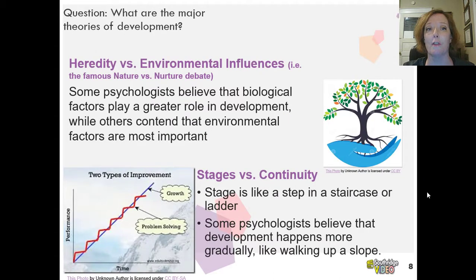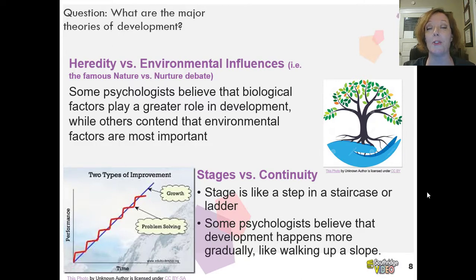In this unit, there are quite a few theories about development, and we will be looking through several lenses. The first one that we look through, and you've heard this term before, is nature versus nurture. This is a long-standing debate in psychology. This is heredity versus environmental influences: what our genetics say about us versus what our surroundings say about us or our upbringing. Some psychologists believe that biological factors play a greater role in development, and others contend that the environmental factors are most important.